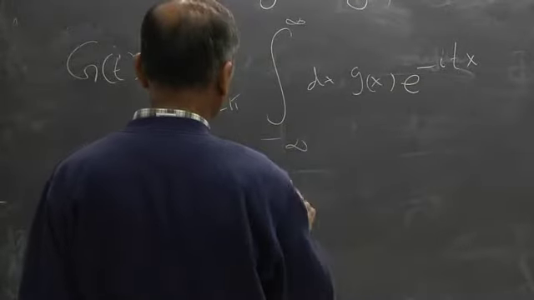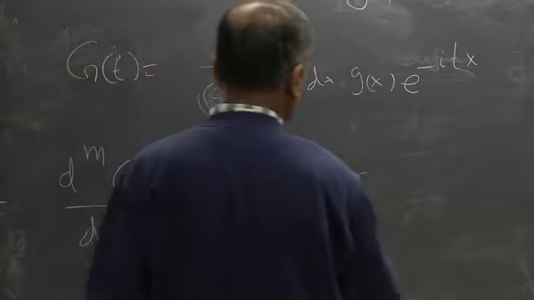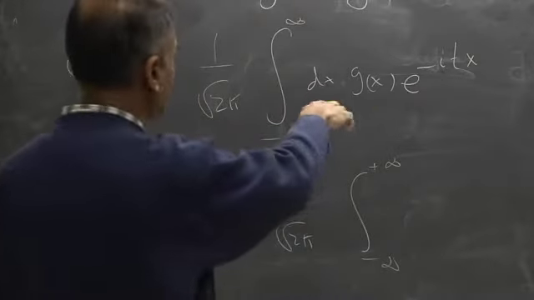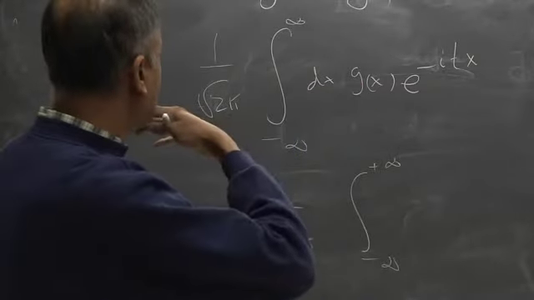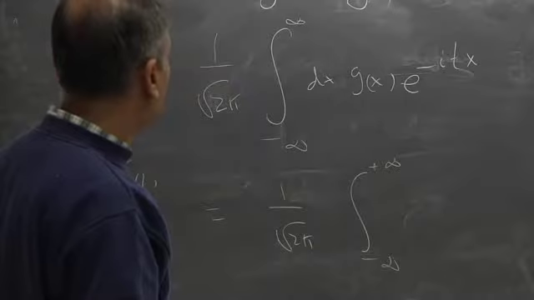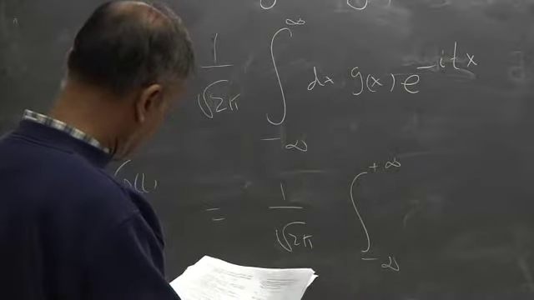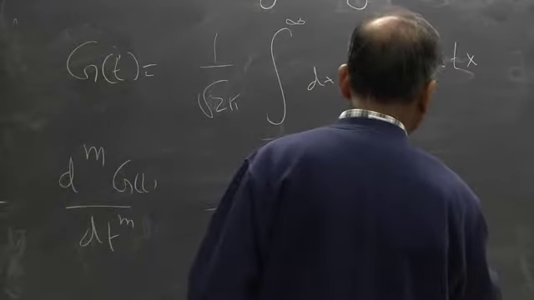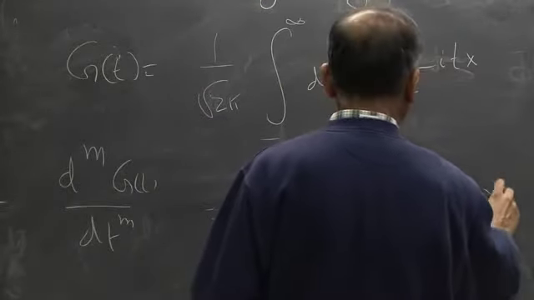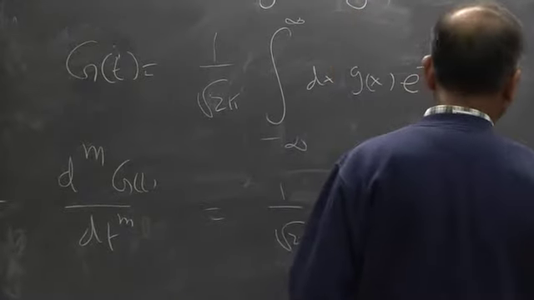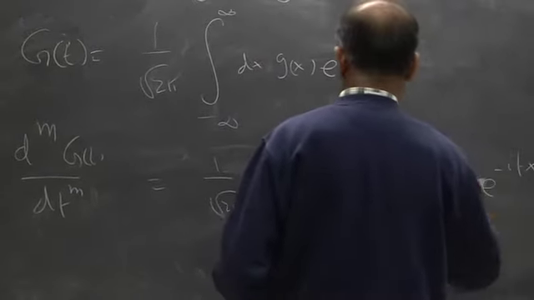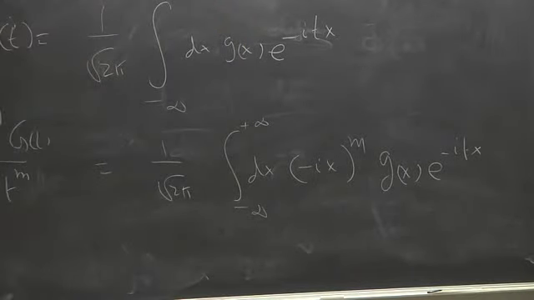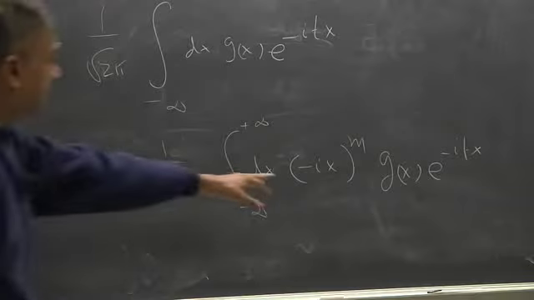Well, just take the derivative here. So you find this is 1 over root 2 pi, integral from minus infinity to plus infinity, and every time you take a derivative, you get a factor of minus ix. So you get minus ix to the power of m, g of x, e to the minus itx dx. Okay. So that's fine, and this integral is perfectly well defined.